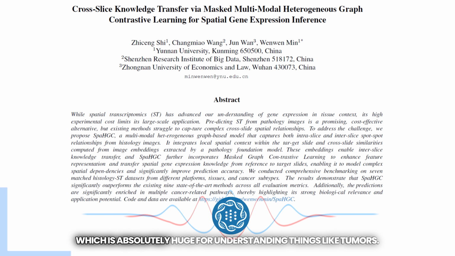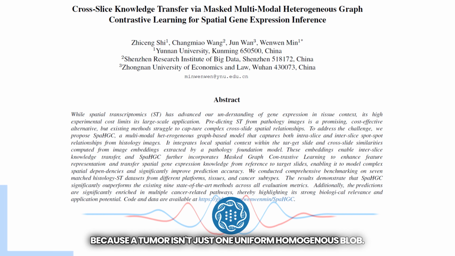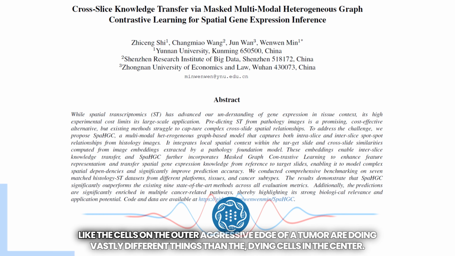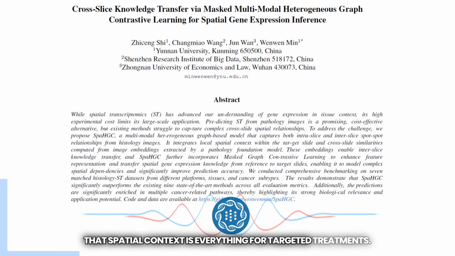Which is absolutely huge for understanding things like tumors, right? Because a tumor isn't just one uniform, homogeneous blob. Not at all. The cells on the outer aggressive edge of a tumor are doing vastly different things than the dying cells in the center. You hit the nail on the head. That spatial context is everything for targeted treatments.